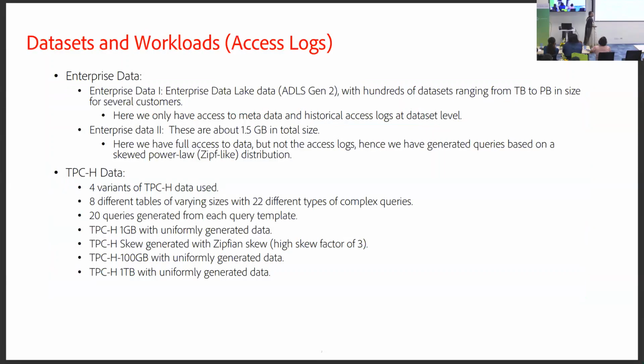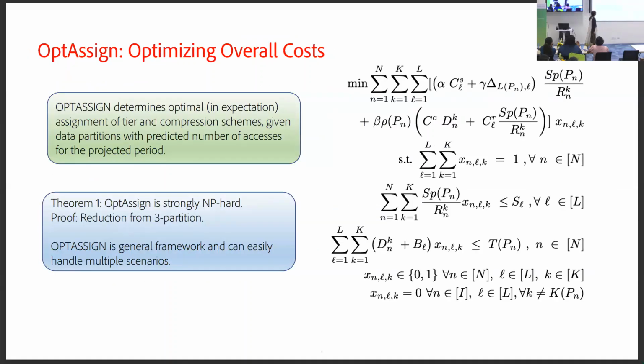Then these were some of the data sets that we used in this work. Some of it is enterprise data. In some cases, we have access to all of the data, but that volume is small. In some cases, we have access to only the metadata, and that volume is large. So we had to see what we can do only at metadata level. And we also have this open source data, which is TPC-H data, which is frequently used in this kind of analysis. This data had different skews and different access patterns as well.